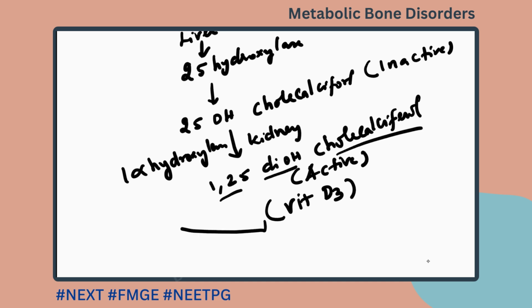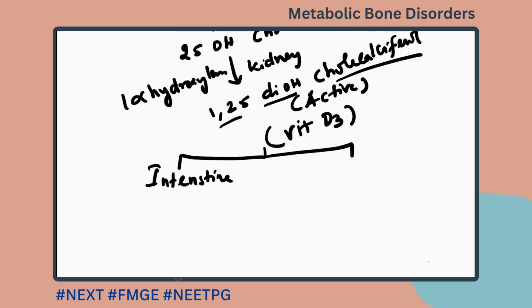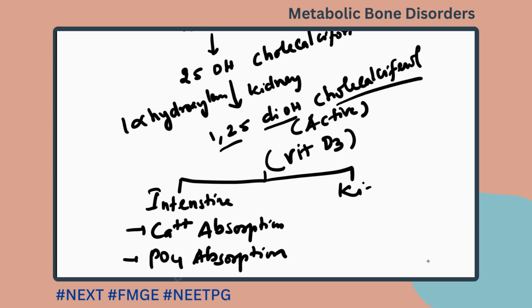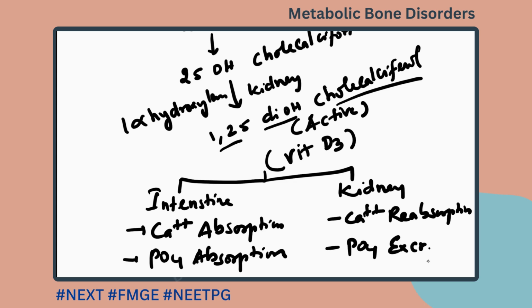Now what does vitamin D do? It does two things. One, it acts on the intestine and causes calcium absorption. It also causes phosphate absorption. Whereas it acts on the kidney, it causes calcium reabsorption and phosphate excretion. All these are very, very important points. Only when you understand how they act can you understand the pathology behind them.